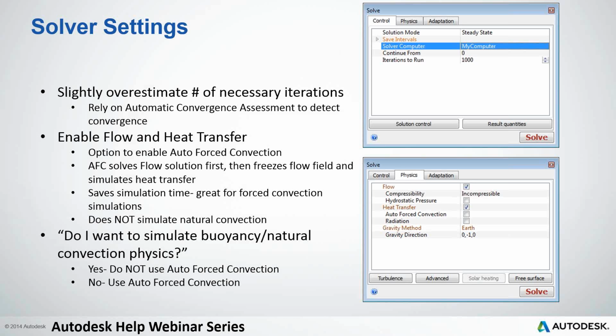So generally, I rely on the automatic convergence assessment, which looks at the slope of the residuals to auto-detect convergence. A lot of times when I set up simulations, I'll just put in 1,000 iterations to run, which is definitely way too many. It'll converge before then, if not something weird's going on, and the solver will kick out when it's ready.